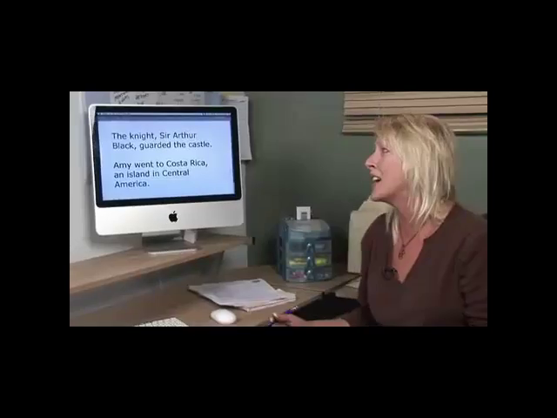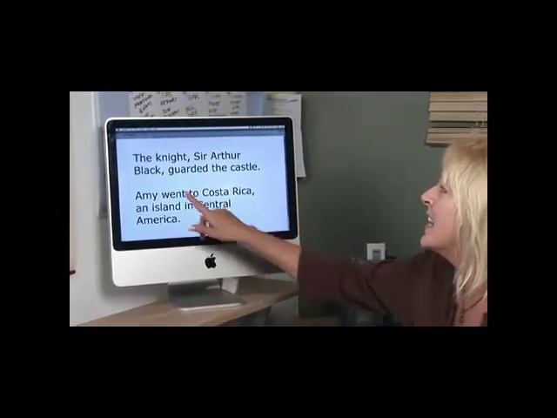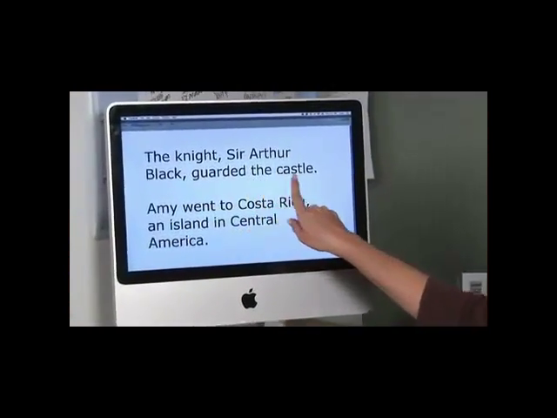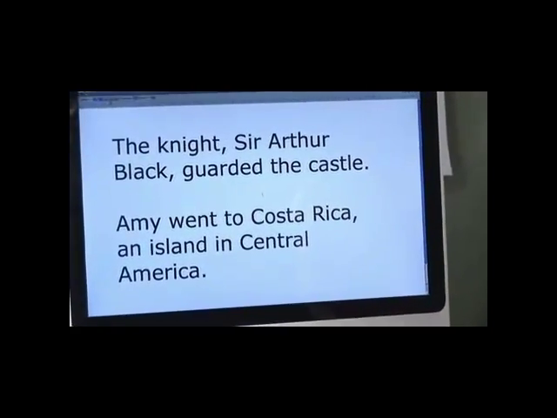Appositives sound like they're kind of complicated, but they're really not. Let's go ahead and take a look at a sentence here. I've got a couple examples for you here. The night, Sir Arthur Black, guarded the castle. Well, this is pretty easy.